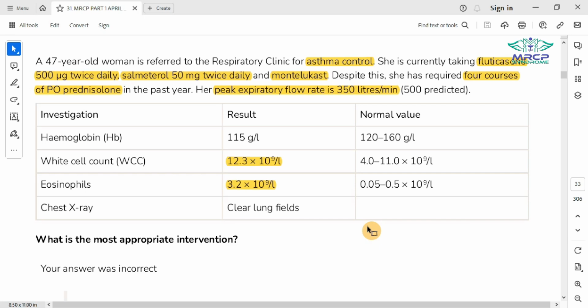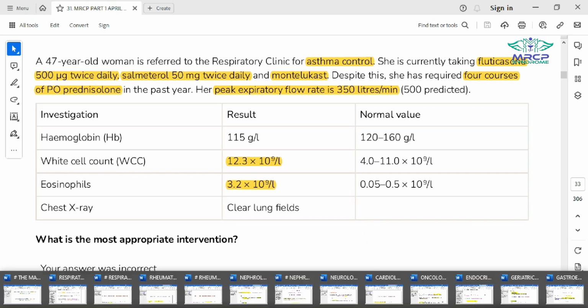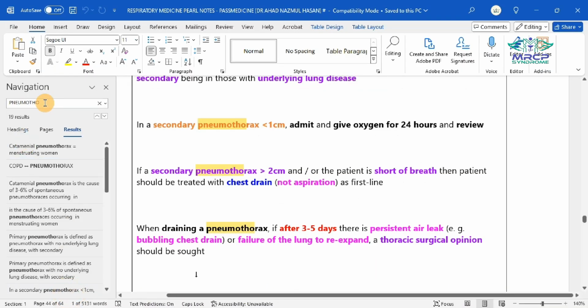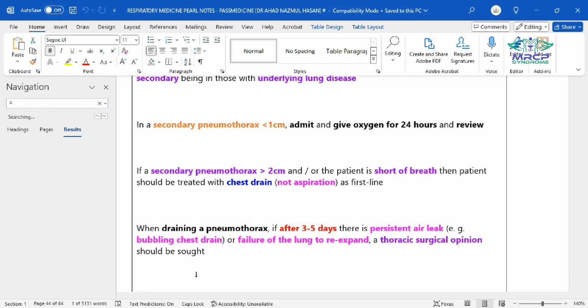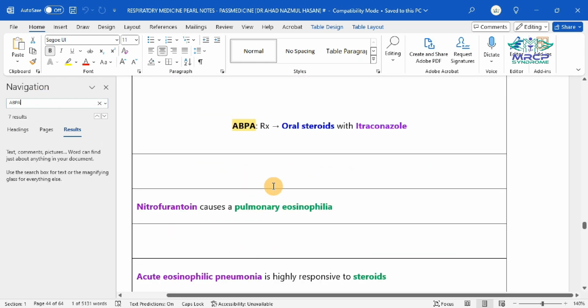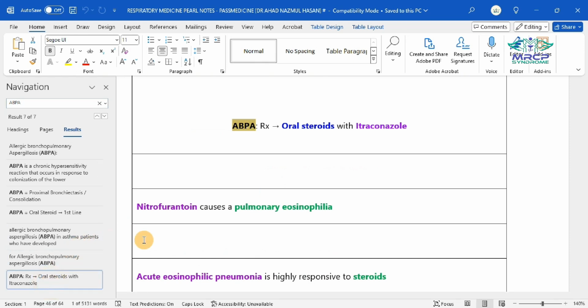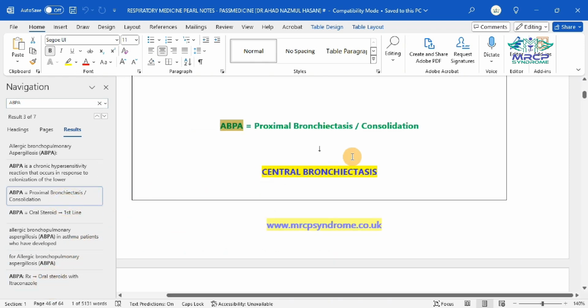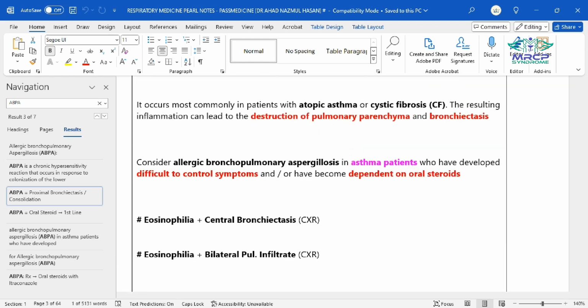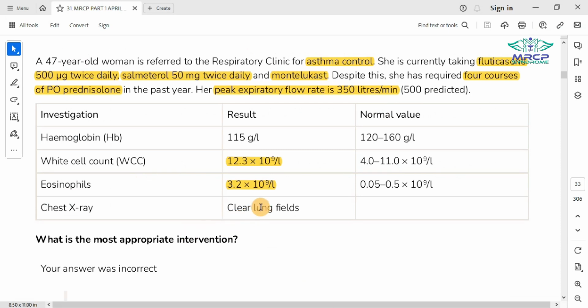What should be the radiological findings in case of ABPA? Proximal bronchiectasis. There will be features of proximal or central bronchiectasis, or there will be features of patchy shadowing. In the initial periods, there will be patchy shadowing, and in the advanced cases, we'll get the features of central or proximal bronchiectasis. So here, the chest X-ray is normal, so this is making the ABPA unlikely.